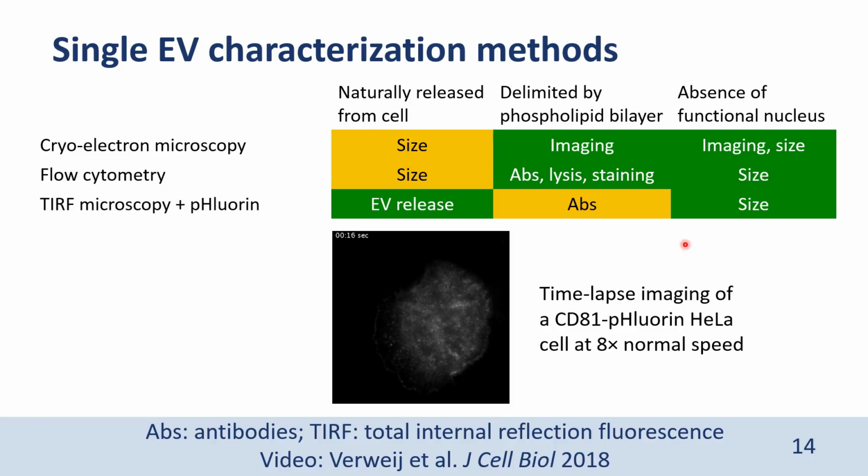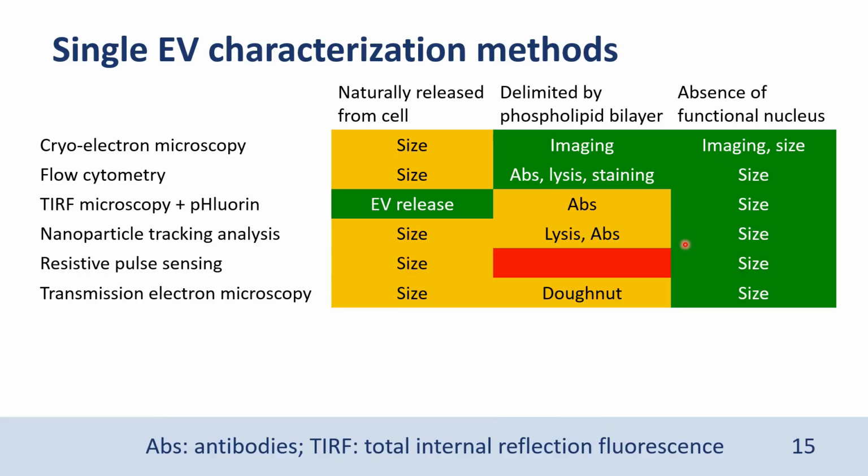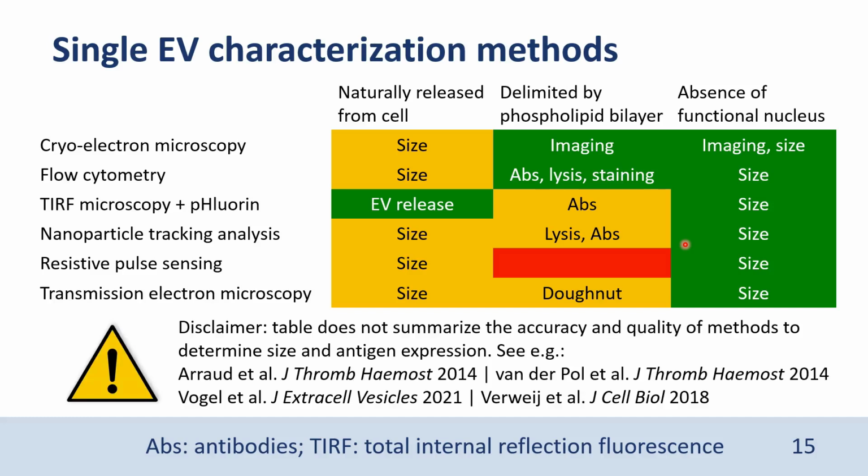And so you could do this for any technique, and for the sake of time, I'm not going to do that. I added just 3 more. And please don't think that if one of the cells here is green, that I state that that's a good or a high quality technique. No, this table does not summarize the accuracy and quality of methods to determine the size and antigen expression. For that, I would like to refer you to the literature. So this table shows only whether we can confirm the 3 aspects, the 3 properties that make a particle an EV with these techniques.